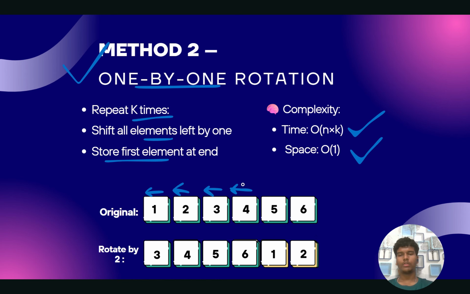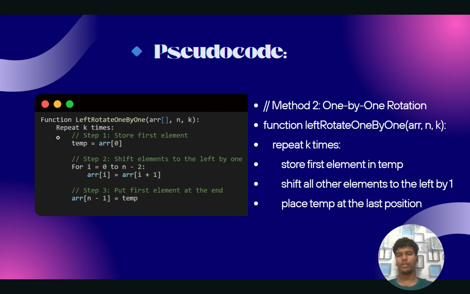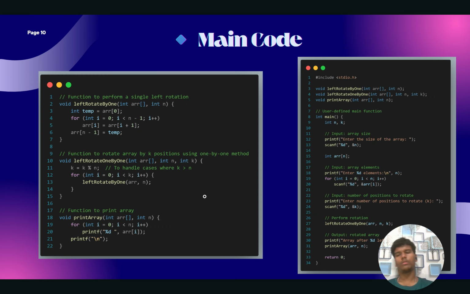Now let's see the pseudocode. It's pretty simple. As we see, we have named it rotate 1 by 1, with the first element stored as temporary. Then we shift elements left 1 by 1, and at the end we put the first element at the end. Let's see the main code.